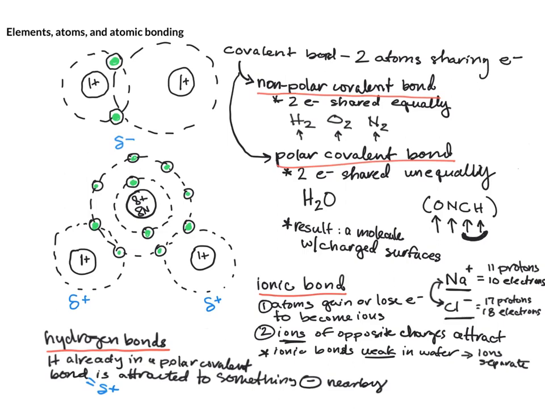Okay, and then we have polar covalent bonds. 2 electrons are still shared, but now they're unequally shared because the electronegativity of the atoms involved in the bond are different from each other. That gives us a molecule with charged surfaces. Third kind of bond, ionic bonds, occur when atoms gain or lose electrons to become ions, and then those ions attract opposite charges with each other. And then finally, hydrogen bonds happen between a hydrogen that's already in a covalent bond, and that's going to be attracted to something negative nearby.